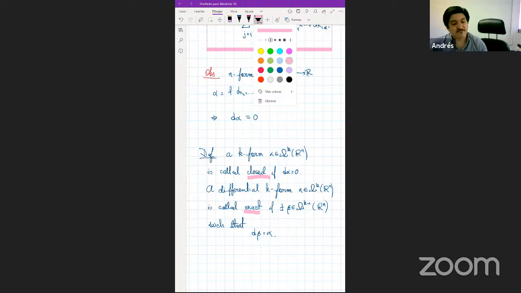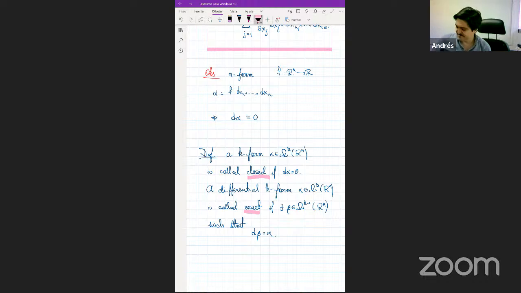So a differential form that isn't the image of d is called exact, and the ones in the kernel are called closed. The kernel, the ones that are moved to zero, are called closed. The ones that are in the image are called exact.